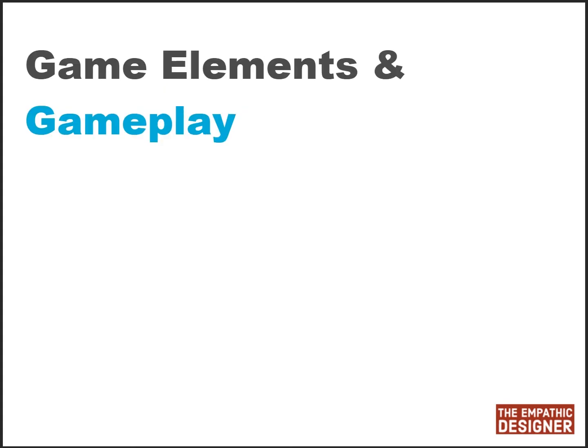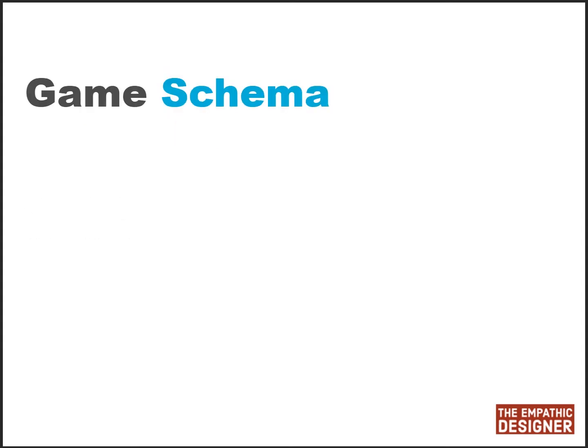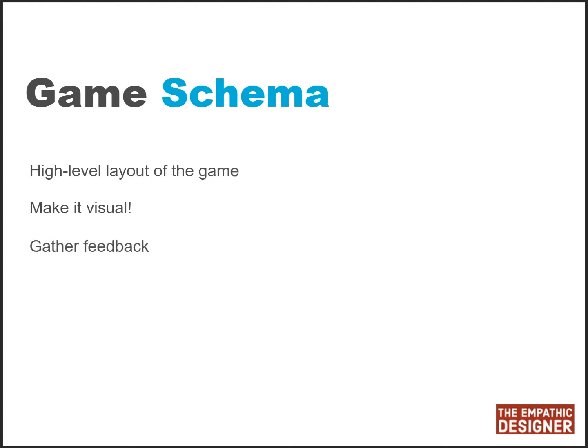Following the story, we will establish the game elements and the gameplay. This will include the objectives of the game, the structure of the game, and its rules. We will follow this with the game schema, which will be a high-level layout of the game. I would recommend making this as visual as possible. From our stakeholders' perspective, this will make it much easier for them to connect the dots and provide us with meaningful feedback on our approach.